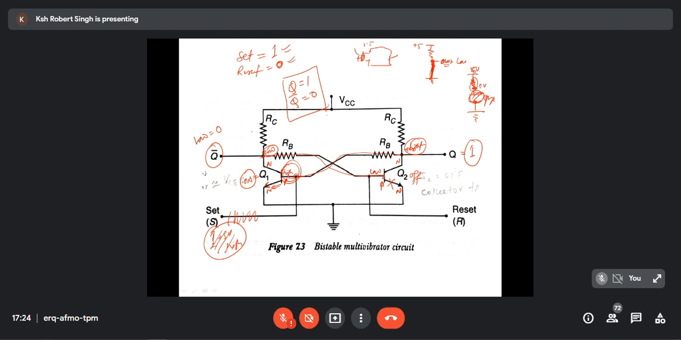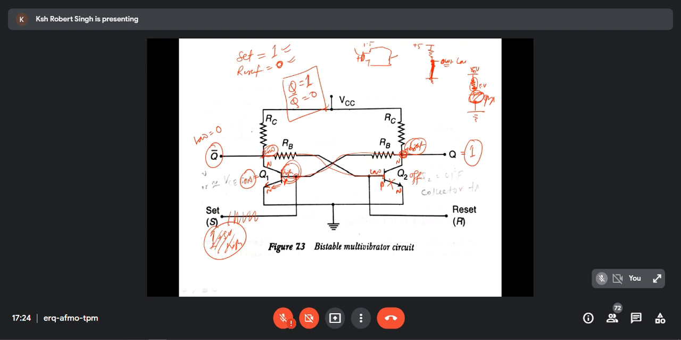That means this particular device is going to store 1. Q is equal to 1. Output is equal to 1. It will be always stuck like this. This will be always high. Even if you remove the input also, this will always be high. So it behaves like a storage.